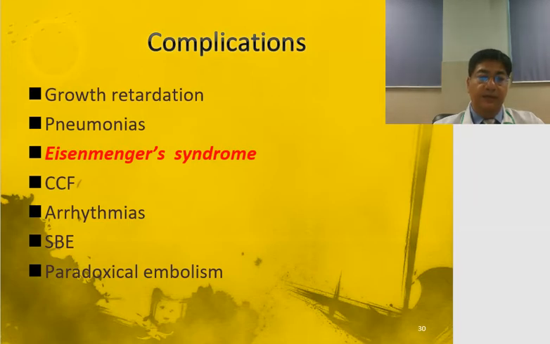And if a septic embolism is produced from there, it will go to the left side of the circulation and can cause an episode or attack of stroke or peripheral shutdown in the form of gangrene.